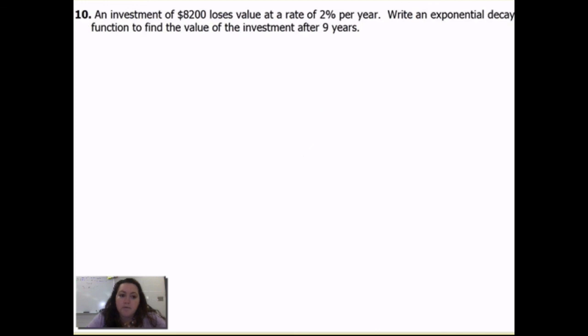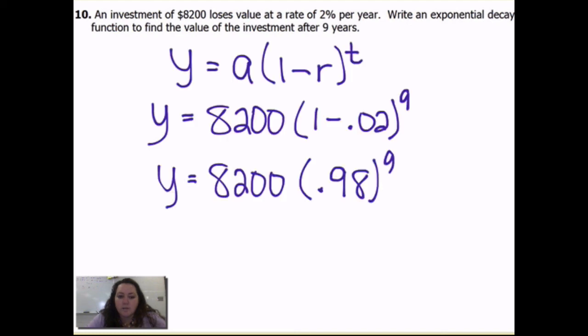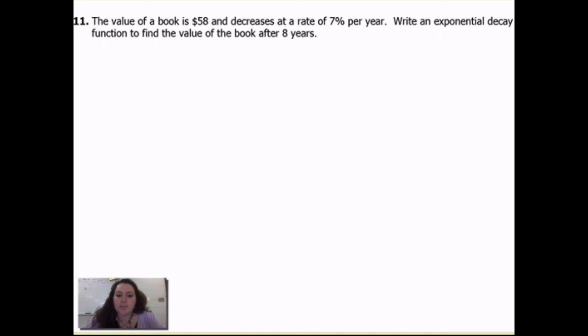Number 10, an investment of $8,200 loses value at a rate of 2% per year. Write an exponential decay function to find the value of the investment after 9 years. Plug it in, subtract, raise it to a power, we get $6,836.73.